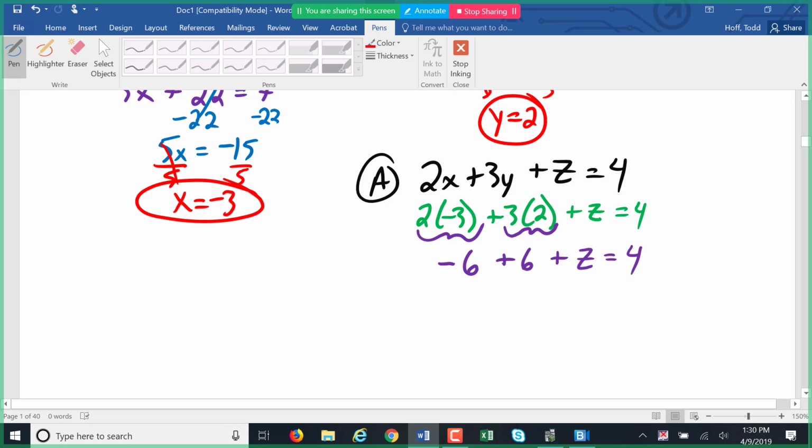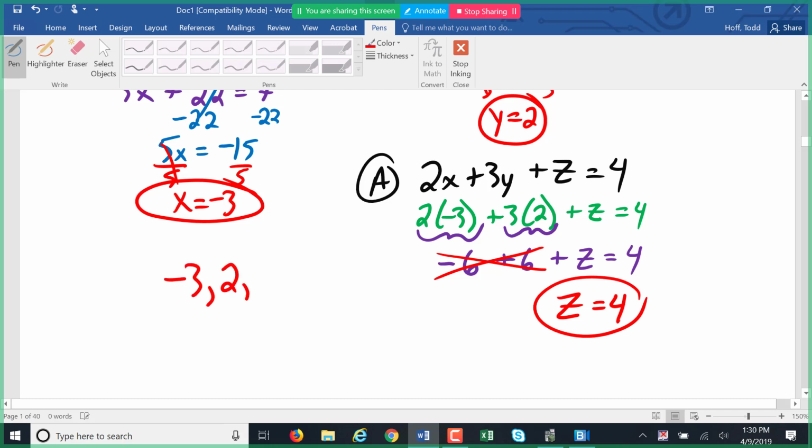Well, when I go to combine here, negative 6 and positive 6 combine to make 0. So we just have z equals 4. So x is negative 3, y is 2, z is 4. There's our ordered trio.